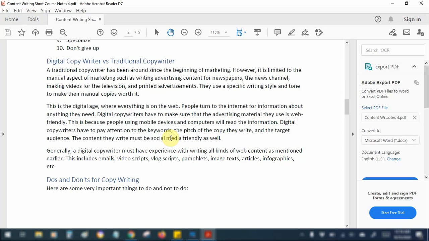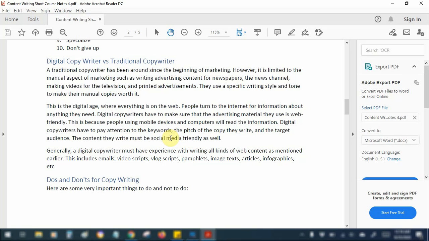Try to engage them with the information you have, and make sure that the content is social media friendly, because there are higher chances that whoever you're writing for, or even if you're writing for yourself, you will end up sharing that information on social media, because everybody depends on social media nowadays. And I'm sure you must have seen a lot of advertisements on social media.